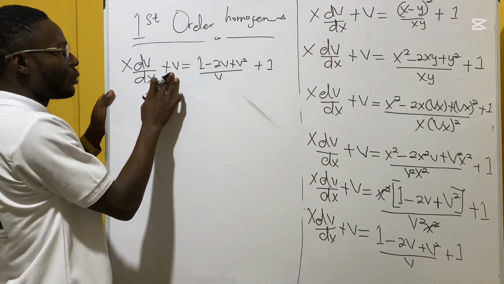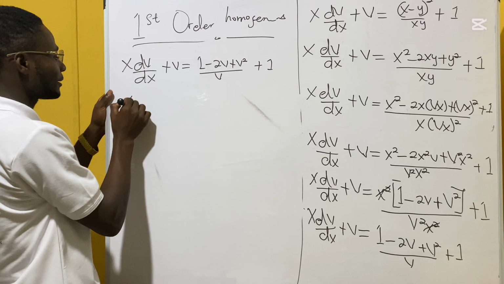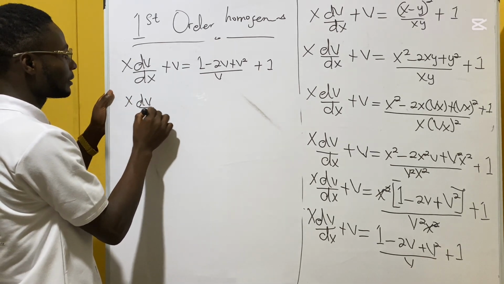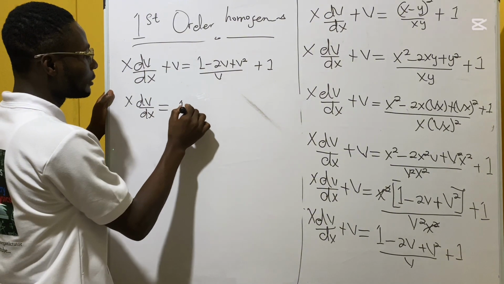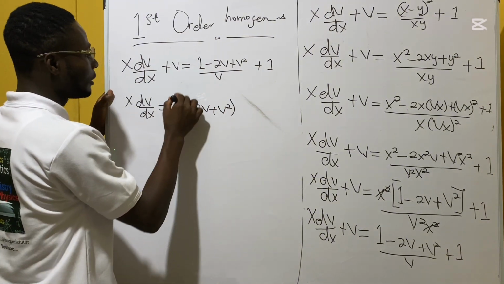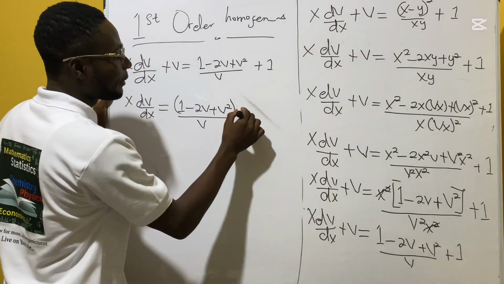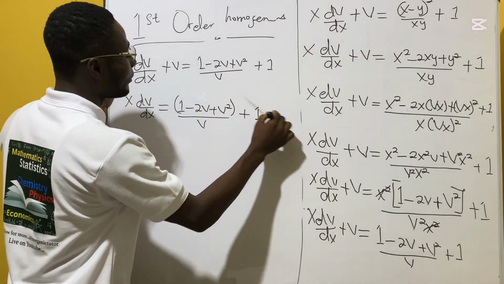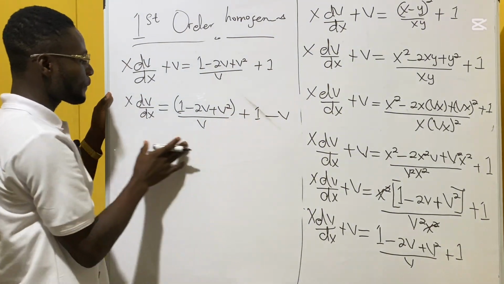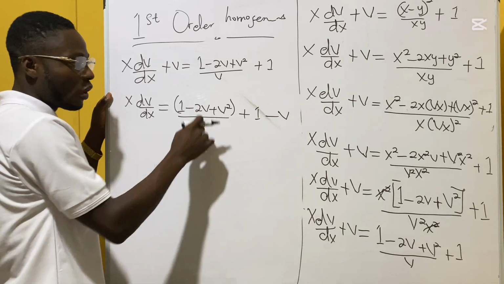Okay, so we are sending the v here, so we have x dv over dx should be equal to 1 minus 2v plus v squared all over v plus 1 minus v. Okay, so this we have right here. We can spread this v here to all the terms.